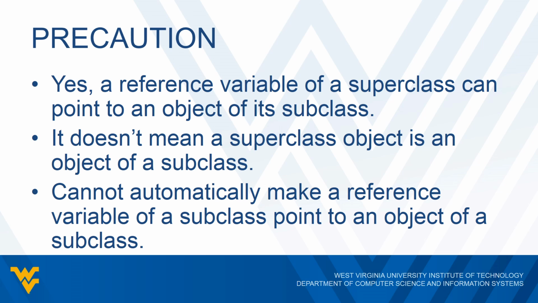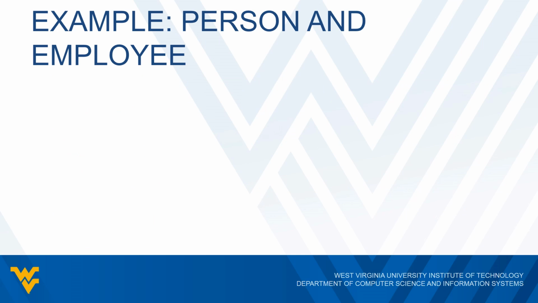What we're trying to say here is we can't automatically make a reference variable of a subclass type point to an object of its superclass. So we can have a superclass point to a subclass, but we can't automatically make a subclass reference variable point to an object of the superclass.